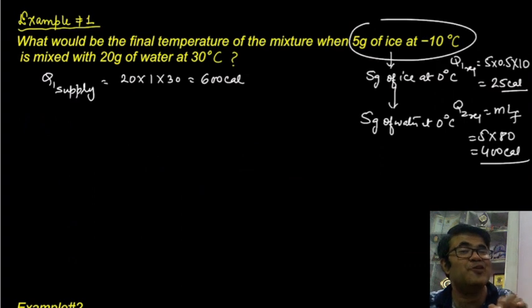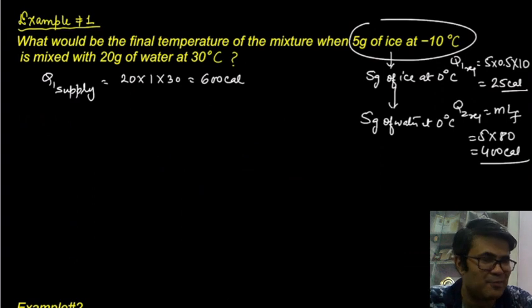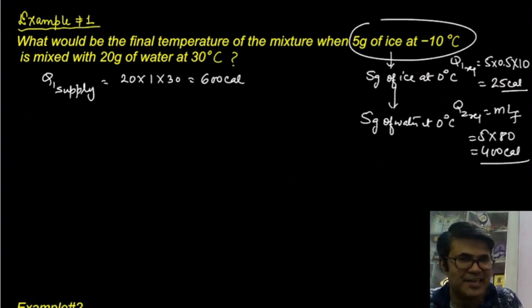That means finally you will have water, and water not at 0 degrees Celsius because you still have some amount of heat left. So you will have water at some higher temperature. So one thing is clear. Finally, I will be having 25 grams of water. And what would be the state?